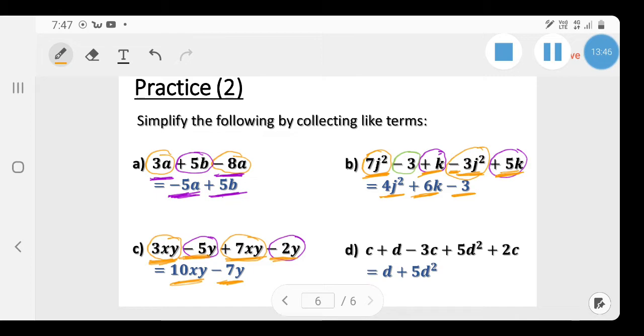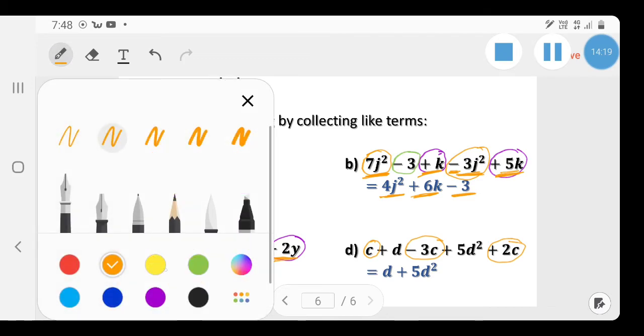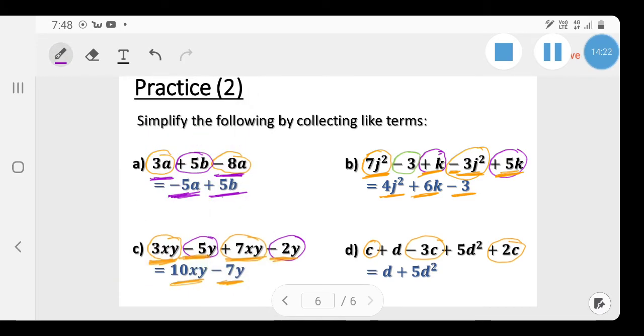And one more. All right. So what do we got here? C plus d minus 3c plus 5d squared plus 2c. All right, the first thing I see is 1c. So does anything else have just c as the variable part? Yes. We have minus 3c here, and positive 2c here. All right. So that's it for those terms.